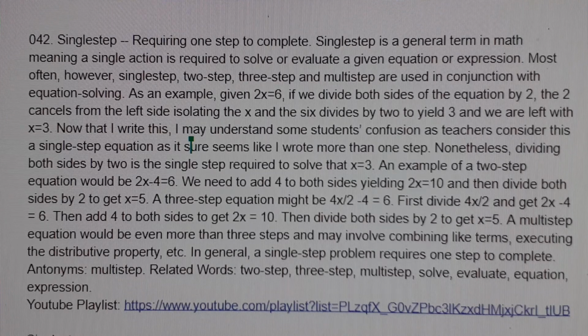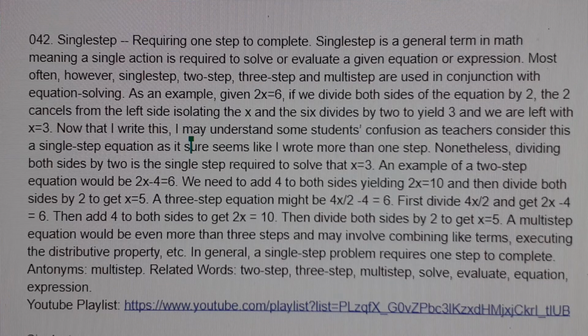As an example, given 2x equals 6, if we divide both sides of the equation by 2, the 2 cancels from the left side, isolating the x, and the 6 divides by 2 to yield 3, and we are left with x equals 3. Now that I write this, I may understand some students' confusion, as teachers consider this a single-step equation, as it sure seems like I wrote more than one step. Nonetheless, dividing both sides by 2 is the single step required to solve that x equals 3.